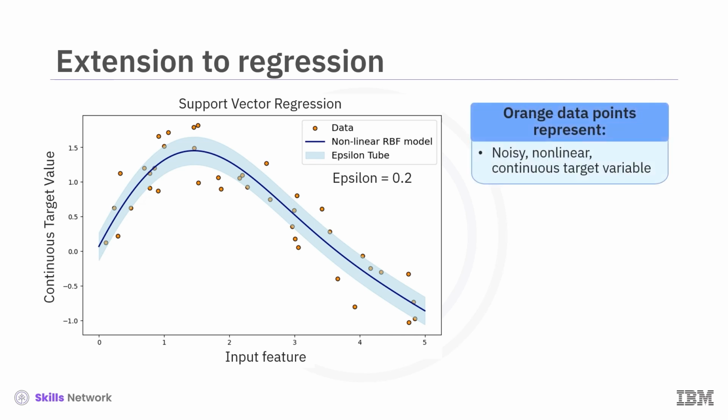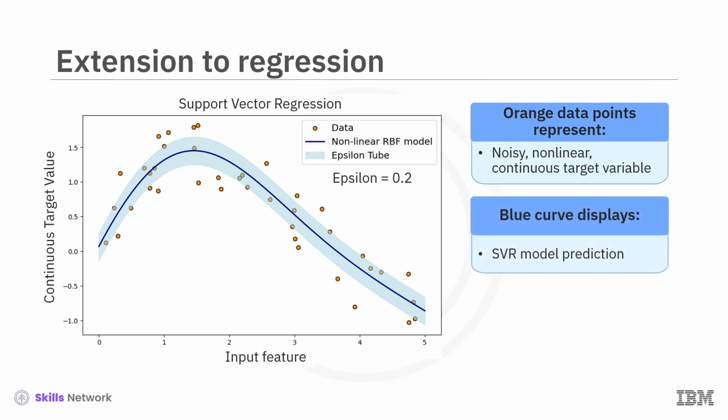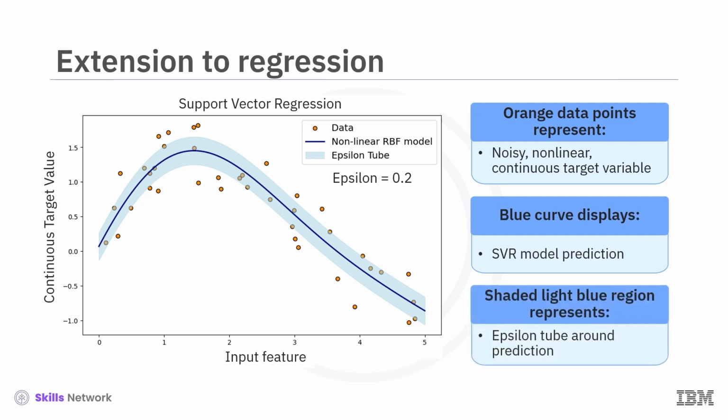The synthetic data depicted by the orange data points represents a noisy, nonlinear, continuous target variable as a function of an input feature. The blue curve displays the support vector regression, or SVR model prediction using a radial basis function, or RBF kernel. The shaded light blue region represents the epsilon tube around the prediction. Points falling within the epsilon tube are shaded yellow.